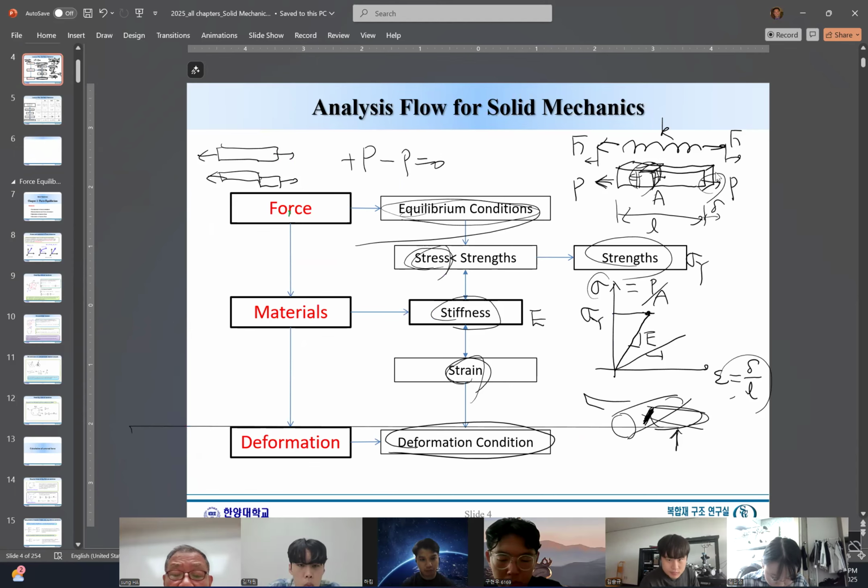But remember the 3-5-1 flow chart. Once we have a stress, we always compare it with the strength. And this strength comes from the material failure. And then we will see whether this material will fail or not. So to do so, we need to understand the strengths, and here we need to understand the stress transformation.